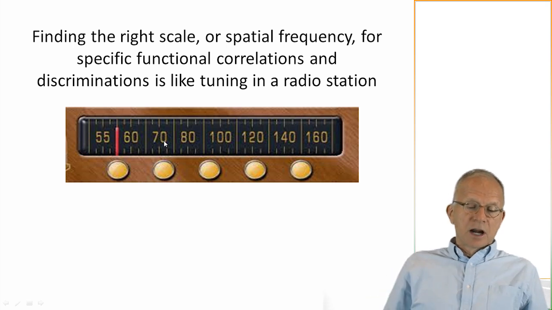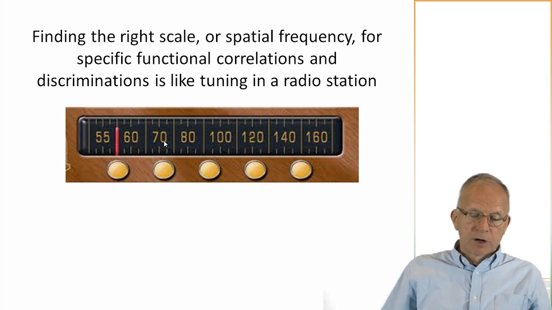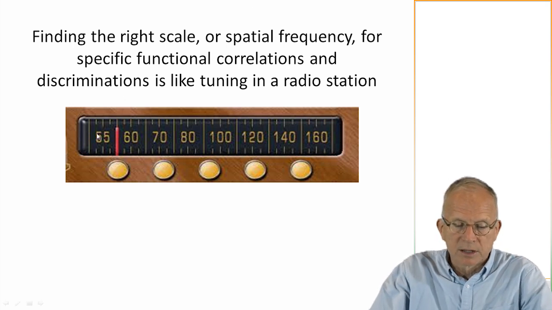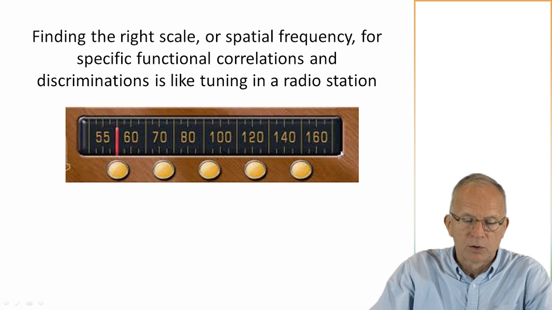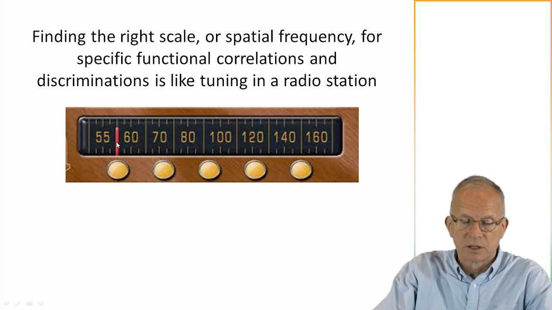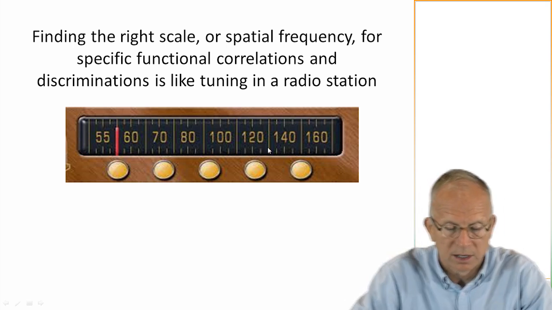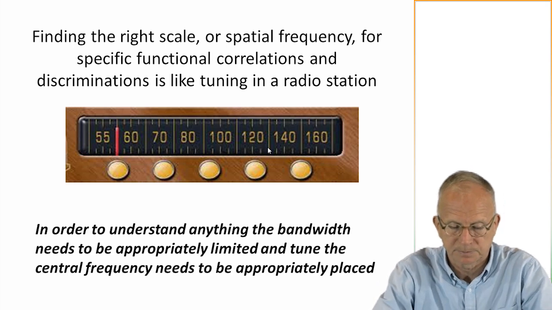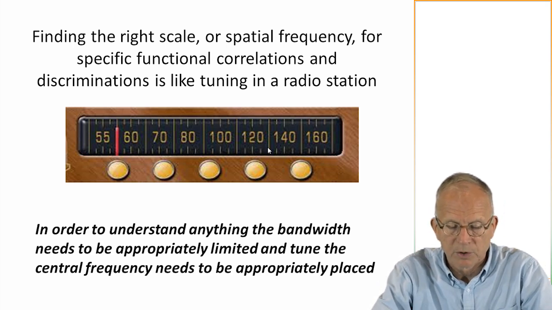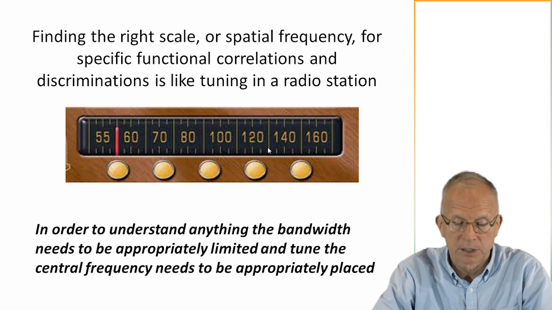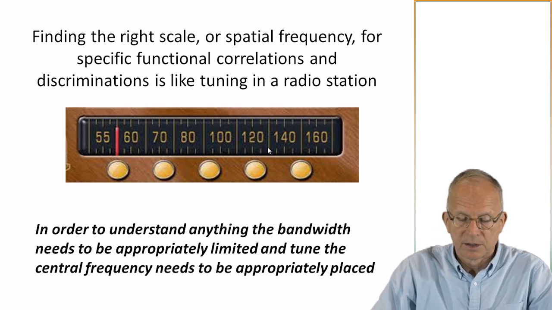So this study and the previous one that we looked at on friction show the importance of selecting the right scale, like we're in an old sort of dial-operated radio, and we're trying to tune in a radio station. If we listen to the whole band at once, it makes no sense. When we tune in and can just take a small portion of that, then it makes more sense. So in order to understand anything, the bandwidth needs to be appropriately limited, and the central frequency needs to be appropriately placed.